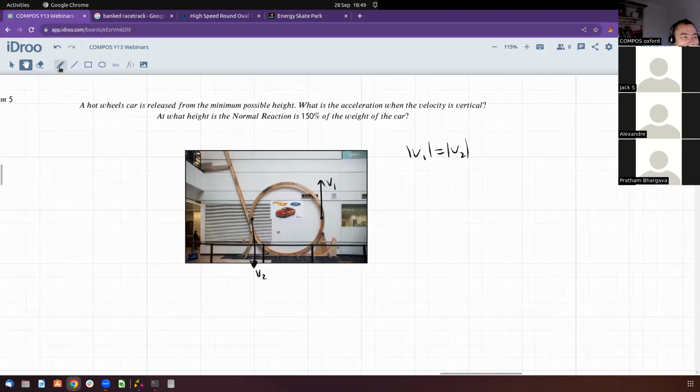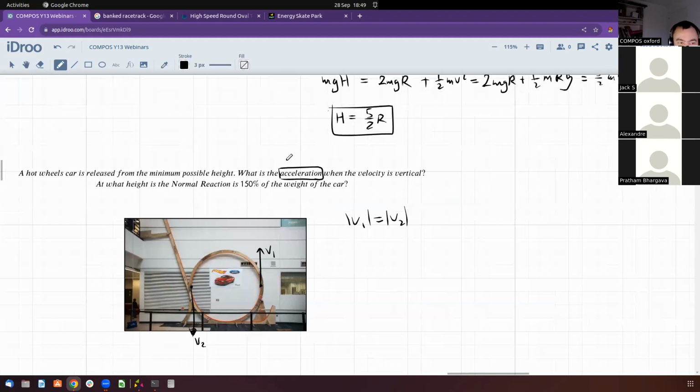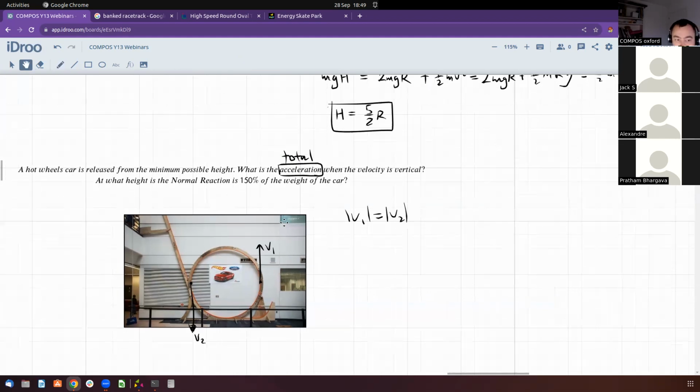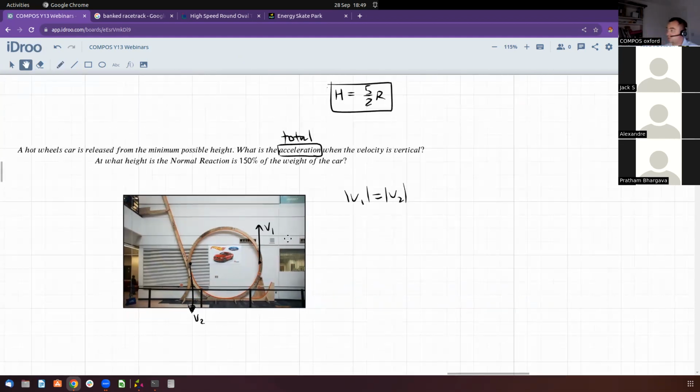Right, so we need to find the acceleration. It's sort of a trick question, because I do not specify which acceleration, and if I don't specify, that means you need the total acceleration. Because the total acceleration, as you already know, consists of two parts: the centripetal acceleration and the tangential acceleration.